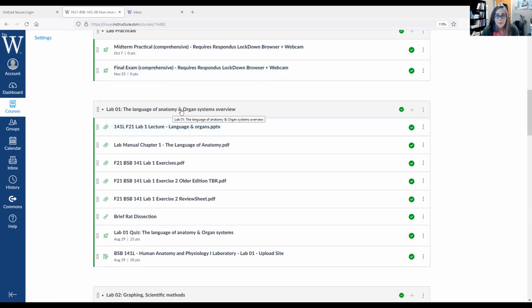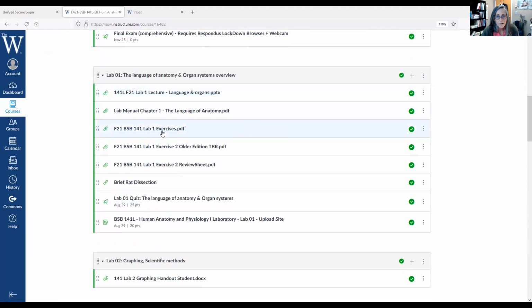The language of anatomy, organ systems overview. So here's your PowerPoint. I've already done it, so I'm going to add a recording. I'll probably just put it as an option, whether you want it recorded or not, on Zoom. There's the lab manual. You have the whole thing, for those of you who don't have your book, your text. It's all there.